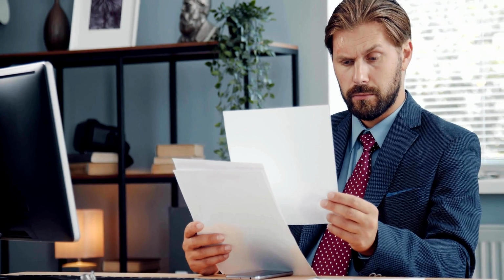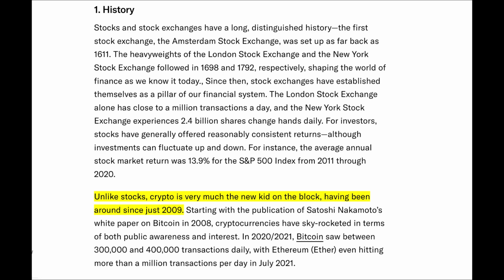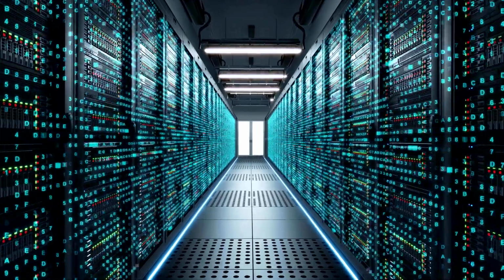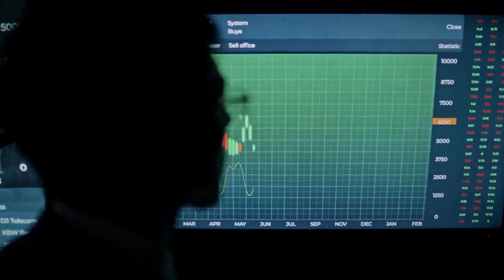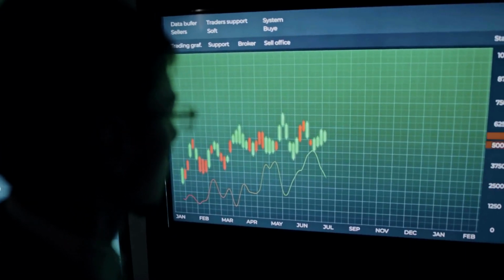Now, you might be thinking that all of this sounds a lot like analyzing stocks. And you're right, there are some similarities. But there are also some key differences. For one, the crypto market is still relatively new, so there's less data available. Plus, the market is extremely volatile, which can make it harder to make predictions.